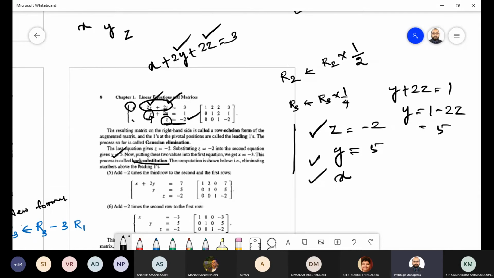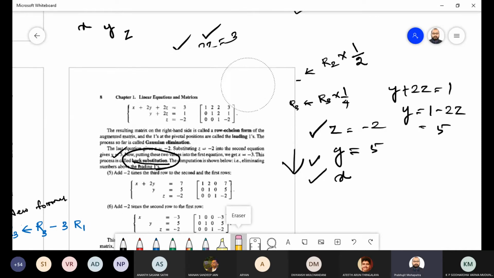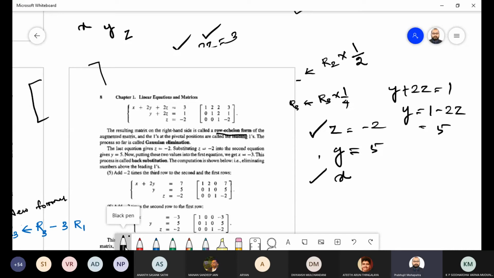So this is called the back substitution method. Okay, getting or not? So this method, let me erase everything. This method is called the row echelon form. What is this? This is called row echelon. What is the row echelon form?